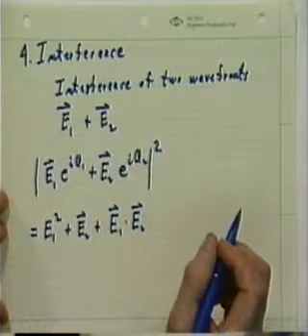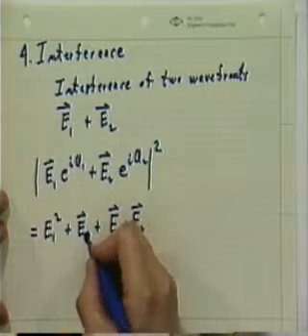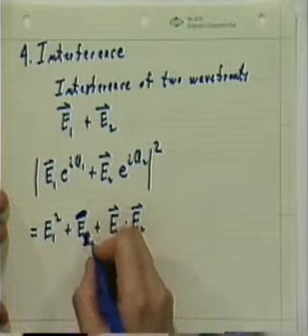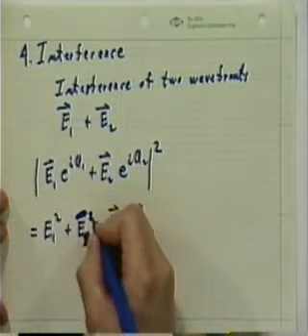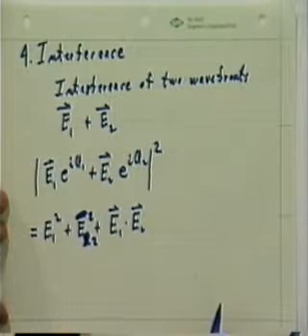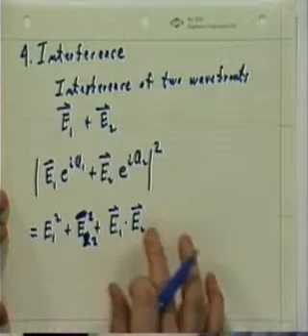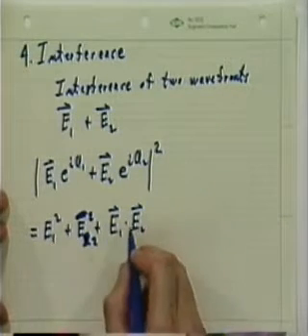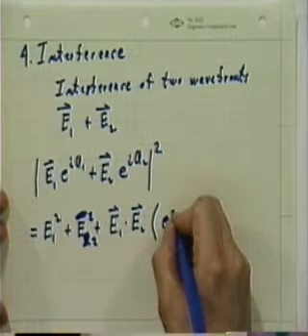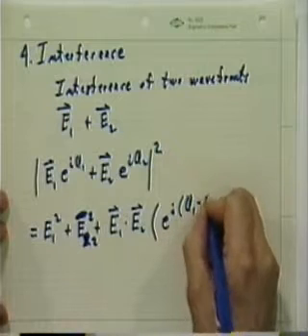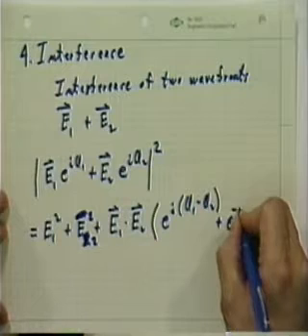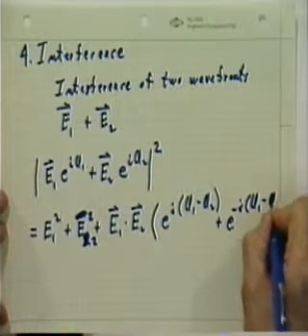Is this supposed to be E2 squared or E2 vectors? Oh, it's an E2. Yeah, you're right. The question was, what was I supposed to be writing here? So it's E2 and then squared. So it's E1 squared plus E2 squared. Plus the interesting part here, which will be the cross terms, which would be the E1 dot E2 times e to the i (phi 1 minus phi 2) plus e to the minus i (phi 1 minus phi 2).